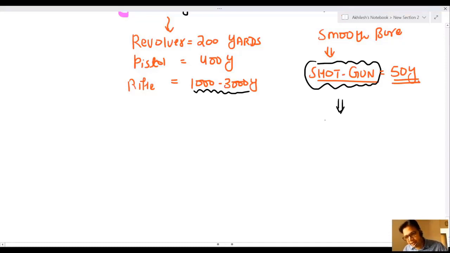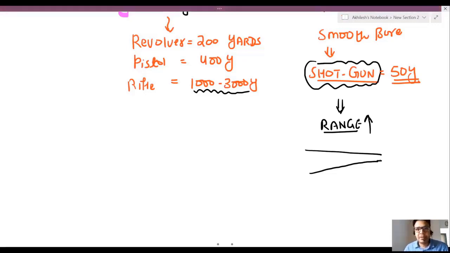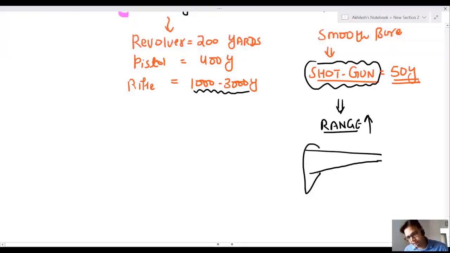How to increase the range of the shotgun? We have two mechanisms. First, see, this is the barrel of the shotgun. First mechanism: the terminal end of the shotgun is constricted, so the pellets go in a single direction. This phenomenon is known as choking. So this is the first thing by which we can increase the range of the shotgun.